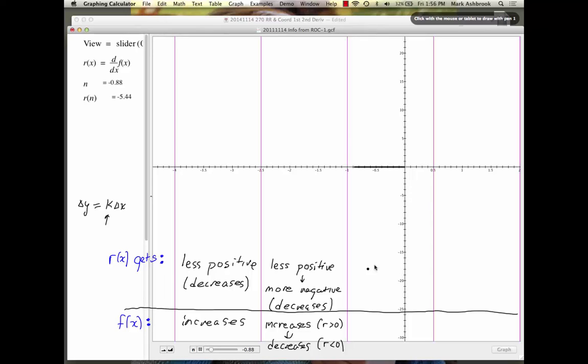Okay. What does it do first? So it does two different things. It first gets more negative, and then less negative. That's what you should have seen. It's always negative.